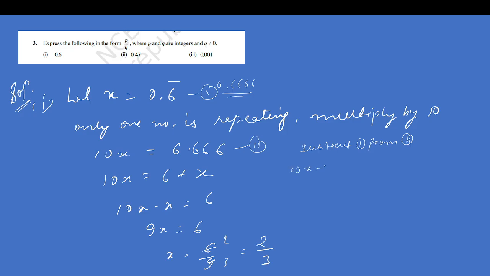So 10x less x is equal to 6.66 less 0.66, which gives 9x equal to 6. X is equal to 6 by 9, so x is equal to 2 by 3. So this is p and this is q, which is in the form of p by q, where q is not equal to 0. So better go with this approach. We will go with this approach only in the other sums.